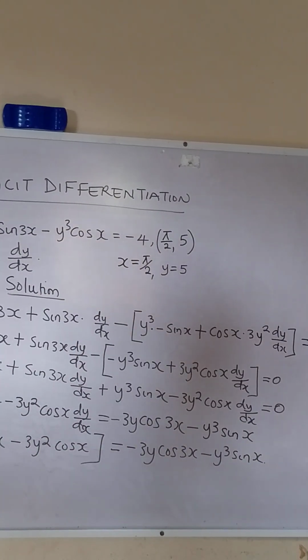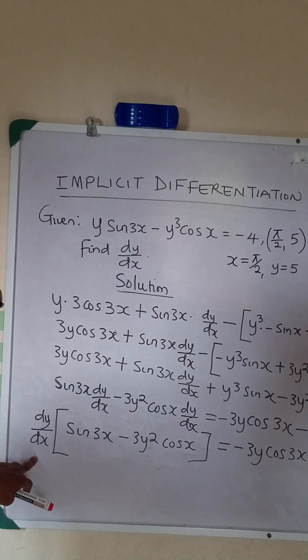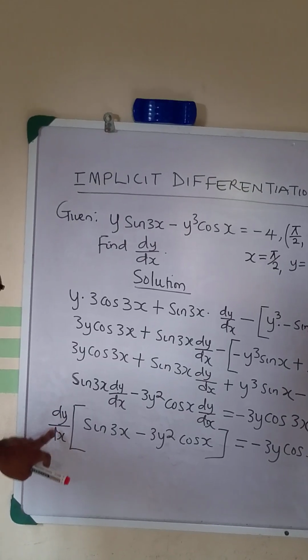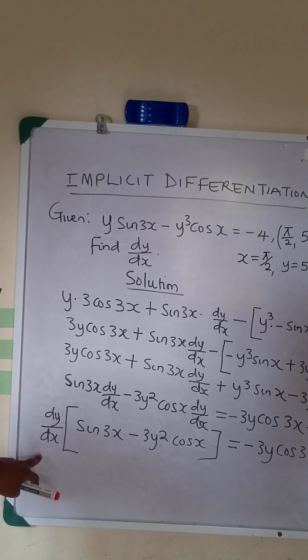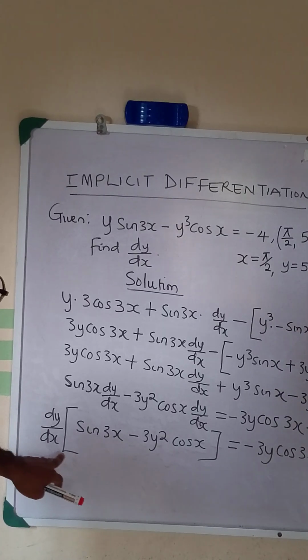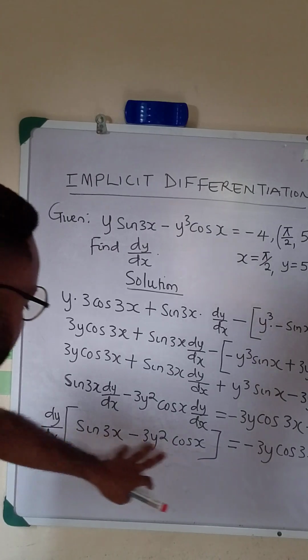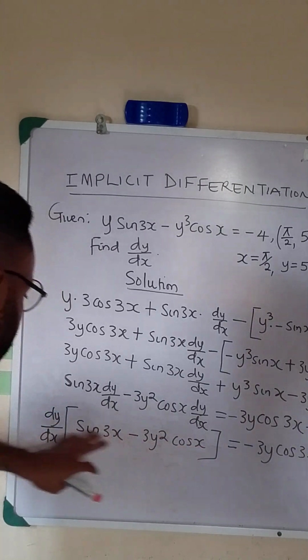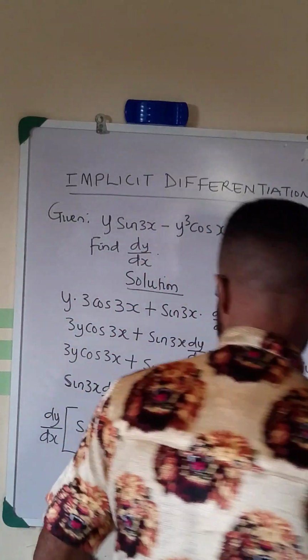We've gotten that far, and because we are looking for dy dx, we have to divide both sides of the equation by any variable or function that is next to the dy dx, so that the dy dx can stand alone.